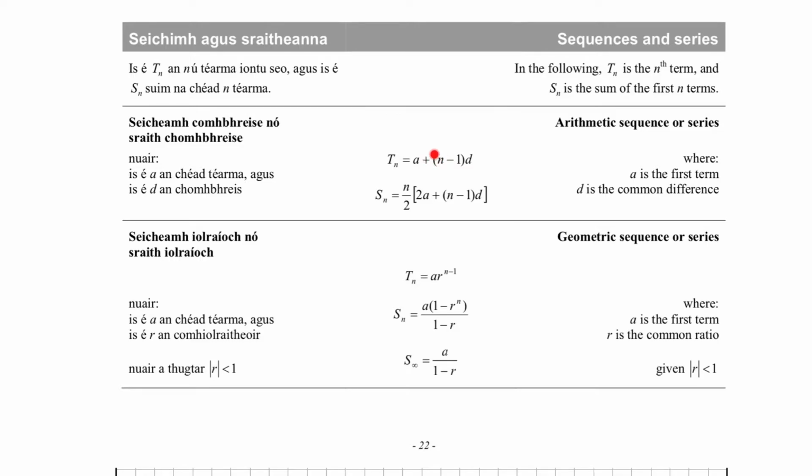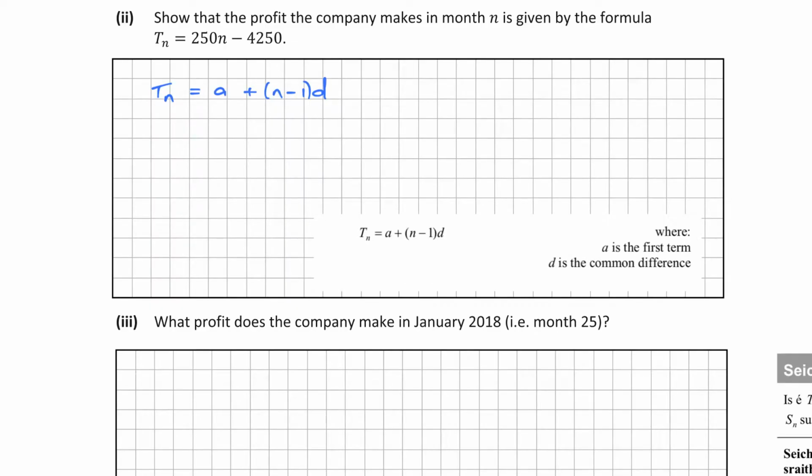So T of n is equal to a plus n minus 1 times d. And it tells us in the log tables that a is going to be the first term, and that d is going to be the common difference. Okay, so now what we need to do is go back and look at the pattern that we started with, and see how we can link that back in with this formula here. So we need to know that the a represents the first term.